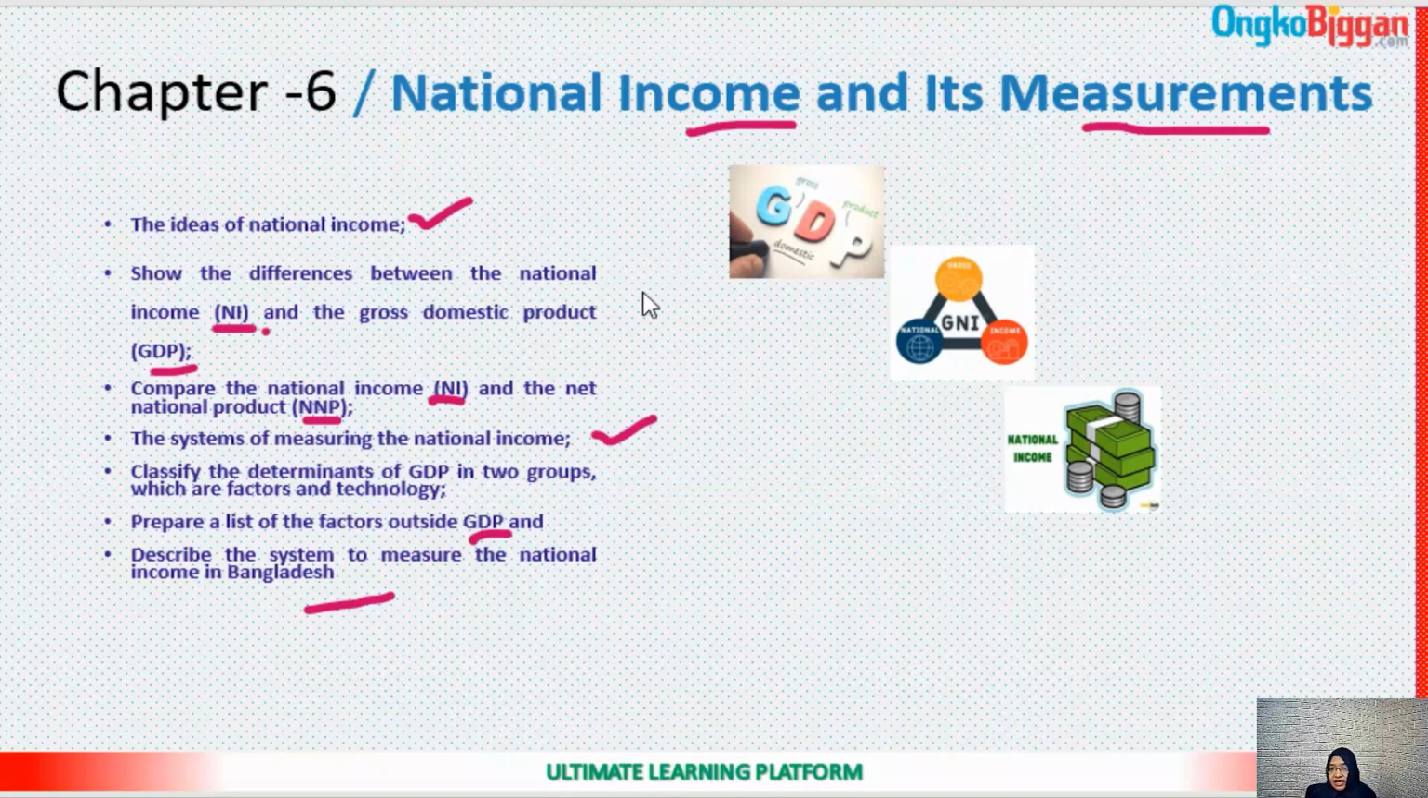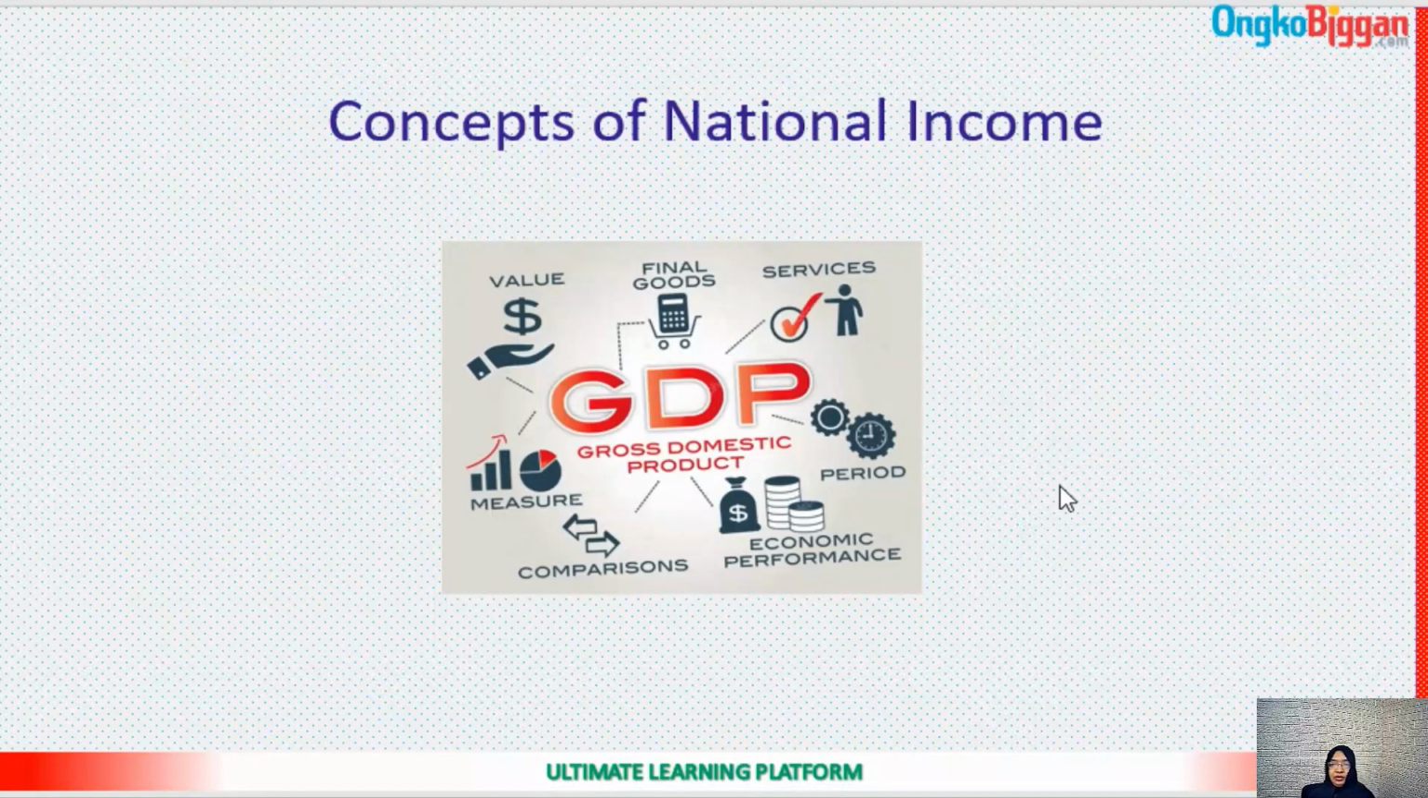First of all, we will get the idea of national income. Okay, GDP, gross domestic product. At a specific time, usually once in a year, the sum total of the market price of the final goods and services produced within the geographical boundary of a country is called the gross domestic product or GDP.